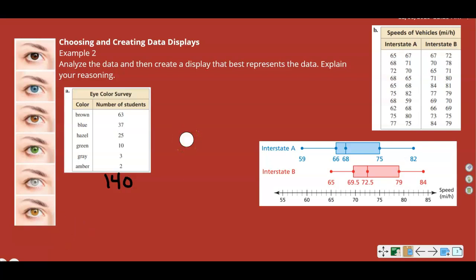So when it talks about analyzing data and explain your reasoning, there isn't necessarily only one good answer. Sometimes there's more than one way to display data. And as long as you can explain that with good logic and however you display it represents the data well, and you can see how to answer questions about that data, then it will probably work. But that's this example. And if you have any questions, please let me know.